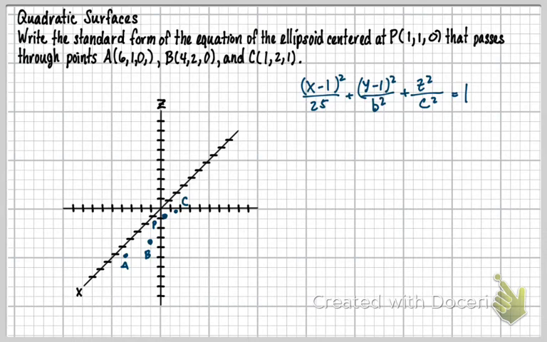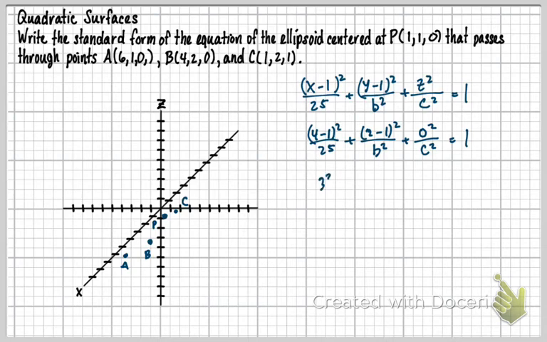So now what I meant by plugging B in is just that here is my X, here's my Y, and here's my Z, and I'm just going to plug those in for my X, Y, and Z. All right, so that's going to be (4 minus 1) squared over 25 plus (2 minus 1) squared over B squared plus 0 squared over C squared equals 1. So now this goes away. That's going to be 0, so I don't have to deal with that. I just want to say that right away.